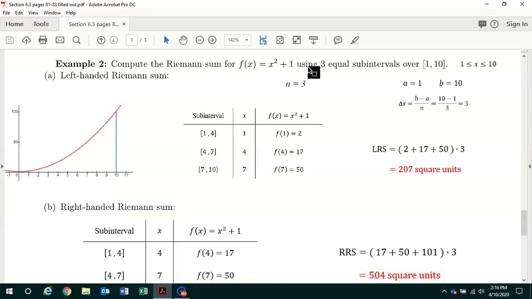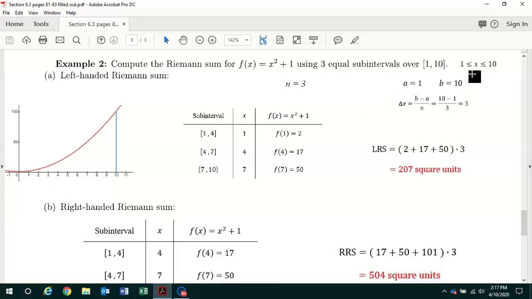We're going to use 3 equal subintervals, so that means the number of rectangles n is equal to 3. Since we're looking at x equals 1 to 10, a is equal to 1 and b is equal to 10. Delta x, the width of each rectangle, turns out to be (10 minus 1) over 3, or 3 units. So each rectangle has a base of 3 units.